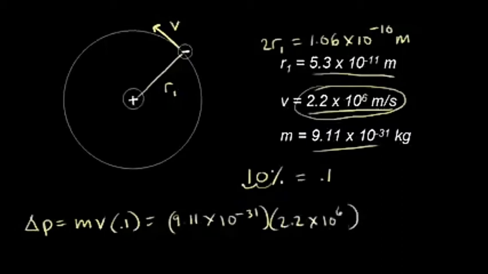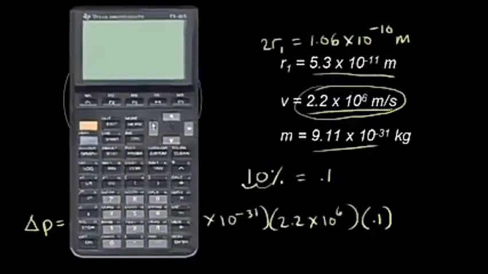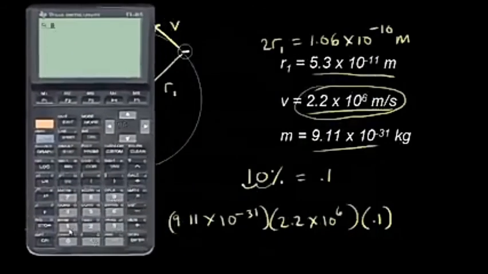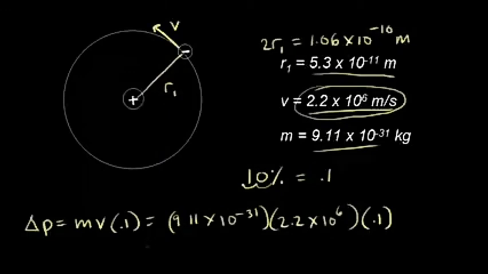The velocity of the electron is 2.2 times 10 to the power 6 meters per second, and we note there is a 10% uncertainty associated with the velocity. Go ahead and do that. We are going to multiply all those. We take the mass, 9.11 times 10 to the power negative 31, and multiply that by 2.2 times 10 to the power 6, the velocity. The uncertainty in the momentum is 2.0 times 10 to the power negative 25.